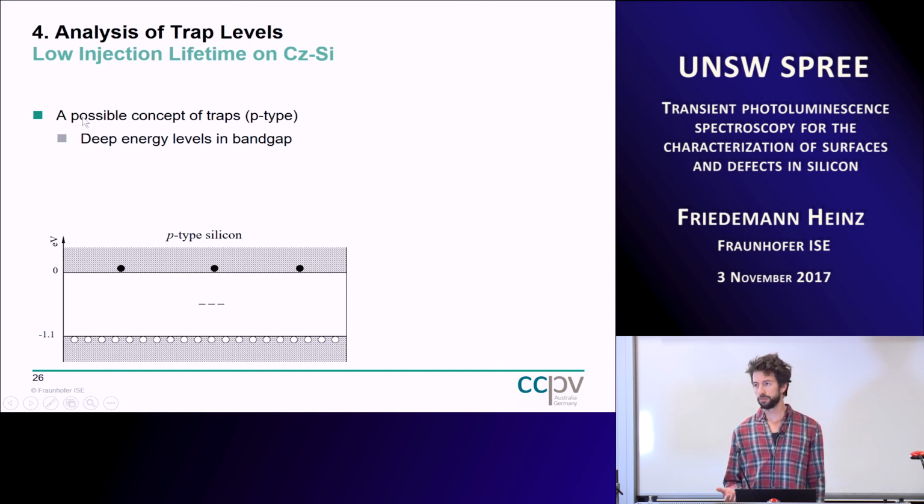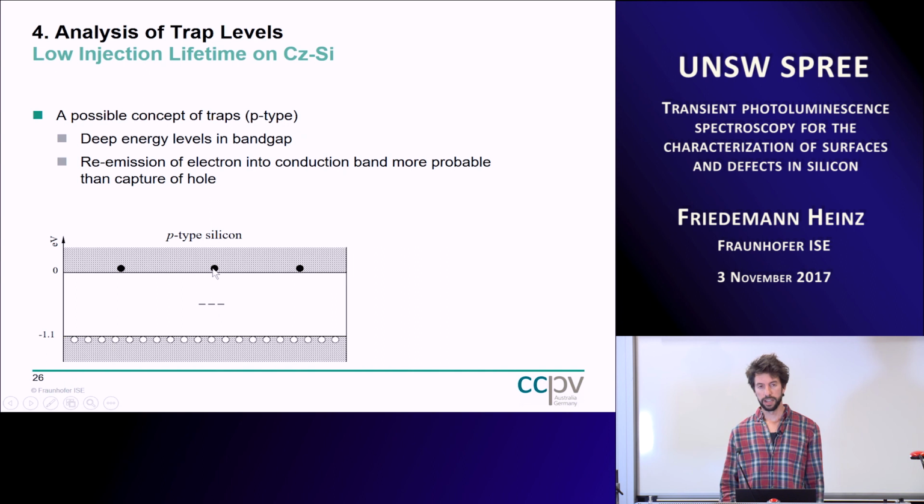So there are different concepts of traps. I want to show here a very simple concept of traps which explains all of the observations we will see in the following. And this is assuming a deep energy level in the band gap, like for other transition metals or something. And then this deep energy level can capture, for example, in p-type silicon, an electron. But instead of recombining, this electron can be emitted back to the conduction band. This is what I want in the following to denote as a trap, compared to a recombination active trap, where the electron would recombine. So what we have is an energy level which can capture electrons but is not necessarily recombination active, and if no hole is captured, then the electron is at some point simply thermally emitted back to the conduction band.